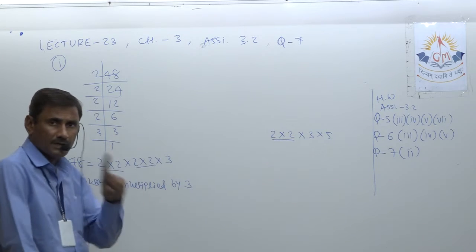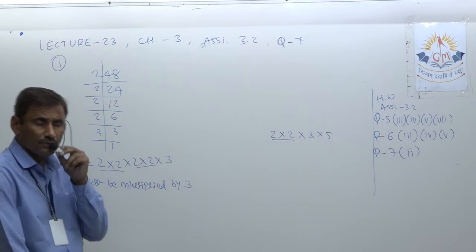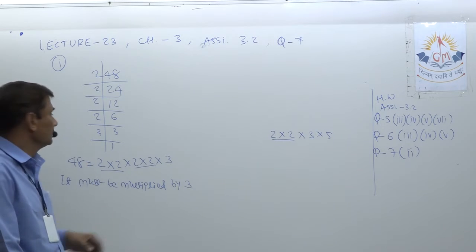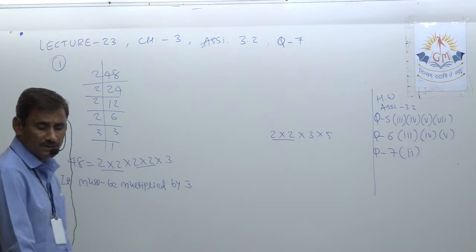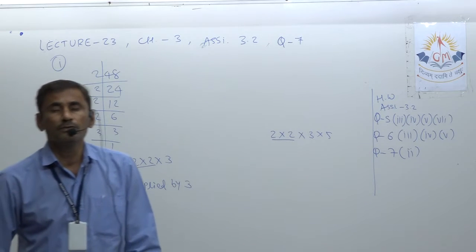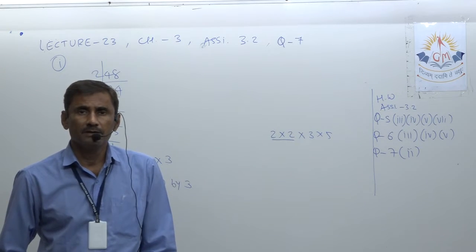The prime factorization method is a must. You have to follow it here, and whatever is not in a pair, by that number only we have to multiply the given number.